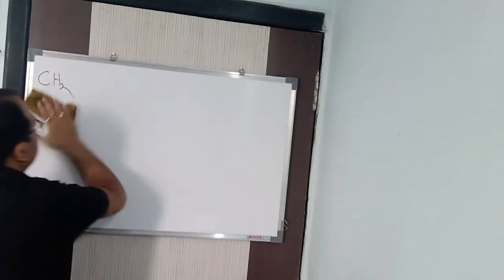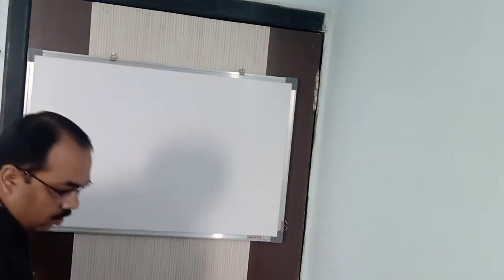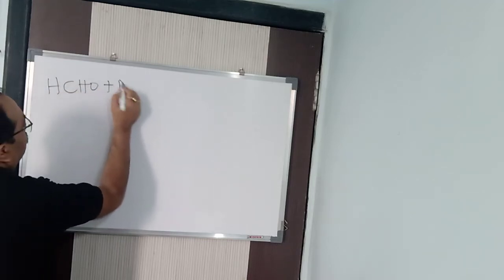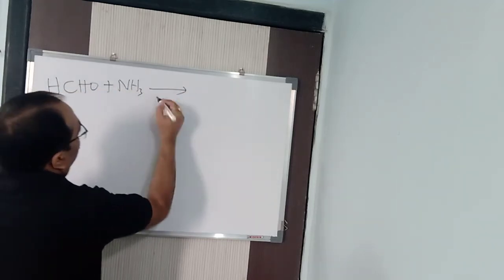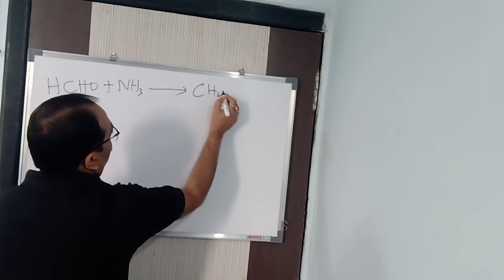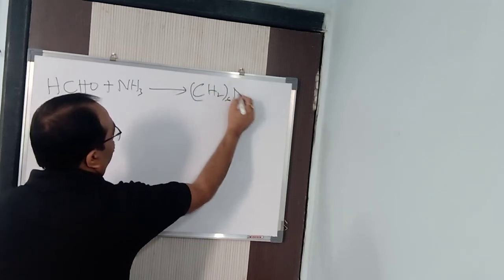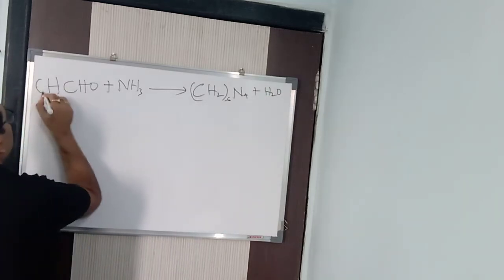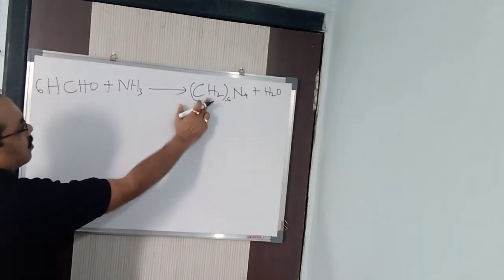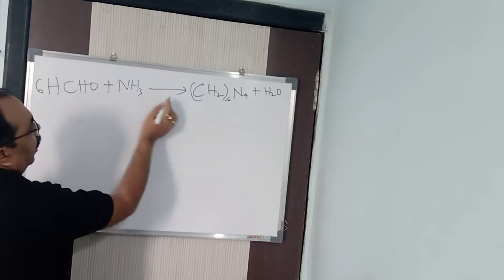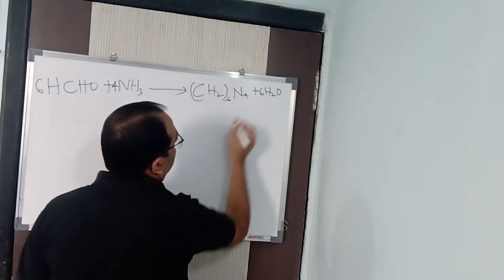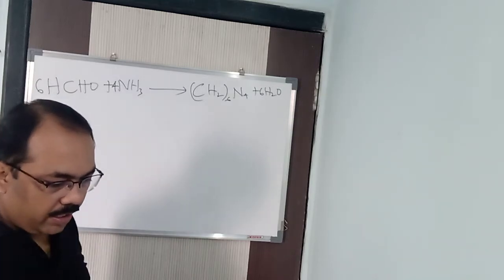Now next is when ammonia reacts with formaldehyde. Yes, formaldehyde, highly reactive formaldehyde. Got it? It forms (CH2)6N4 plus water. Whole 6 means here 6 I want, because 6 carbons here. And N4 means 4 NH3, and here it will be 6 water.